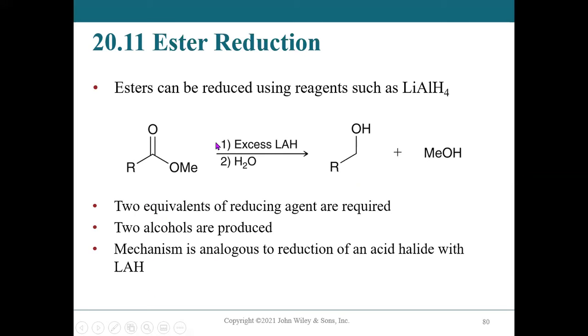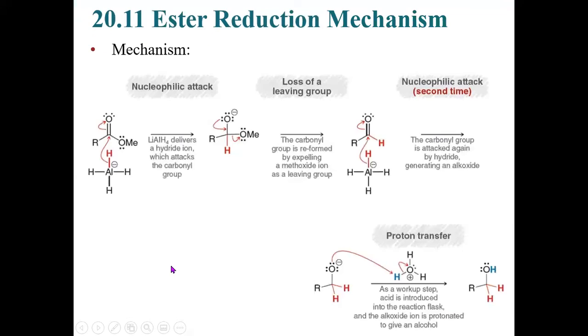Ester can be reduced using reagent such as lithium aluminum hydride. We have to use excess LAH to reduce the ester to primary alcohol. So two equivalents of reducing agent are required. Two alcohols are produced. The mechanism is analogous to reduction of acid halide with LAH.